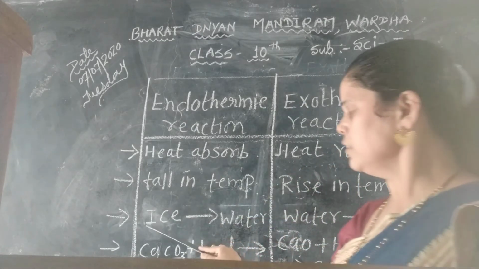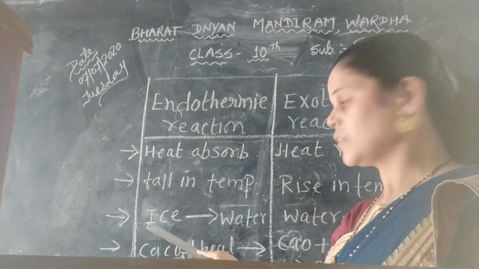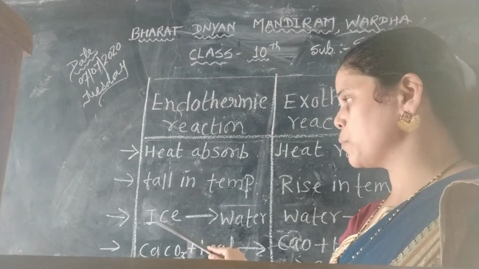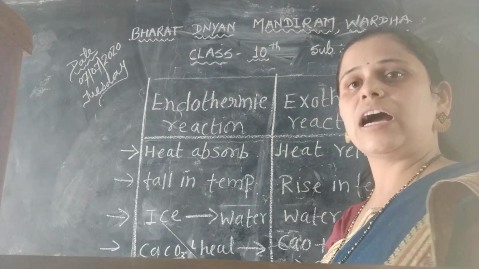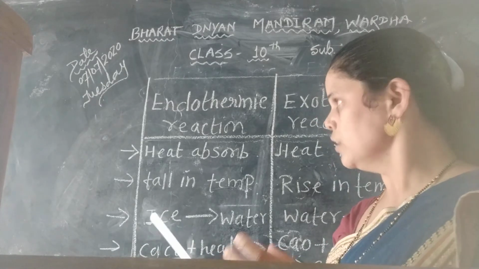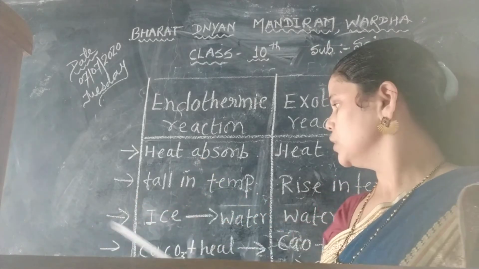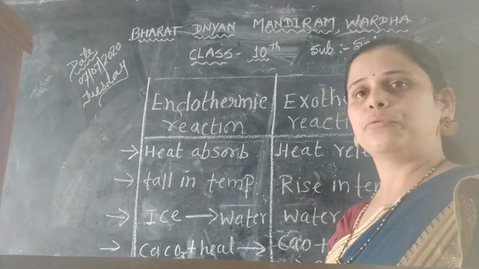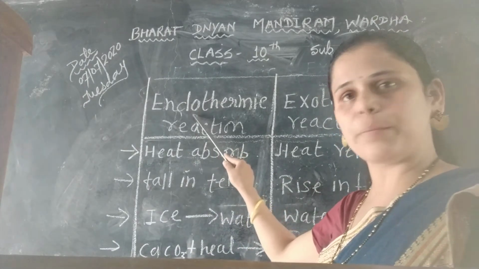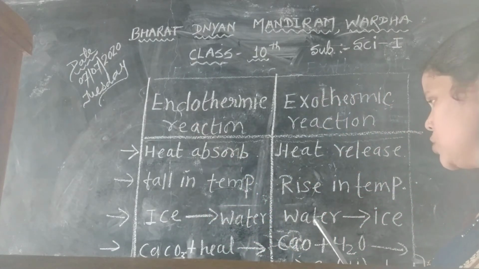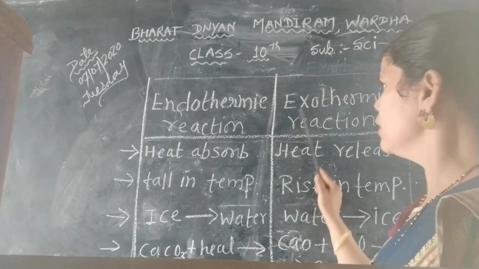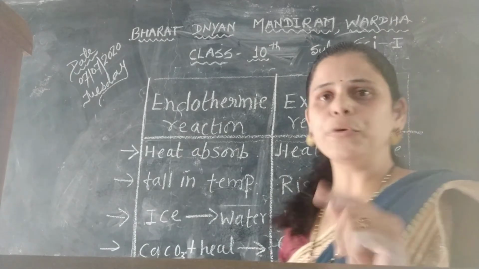Understand? And just understand this example. Formation of water from ice, when we provide heat to the ice, so the ice converts into water. This is endothermic, and the formation of ice from water is an exothermic reaction. I hope you understand.